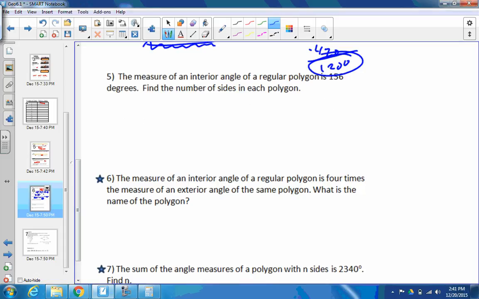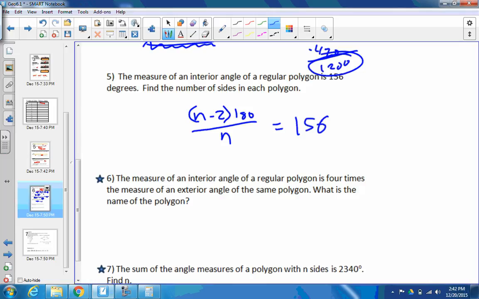Number 5, the measure of an interior angle of a regular polygon is 156 degrees. Find the number of sides. So now we're going backwards. We have that one interior angle is 156 degrees. So we're going to set that equal to this formula. So we have n minus 2 times 180 divided by n. We want to solve for n.